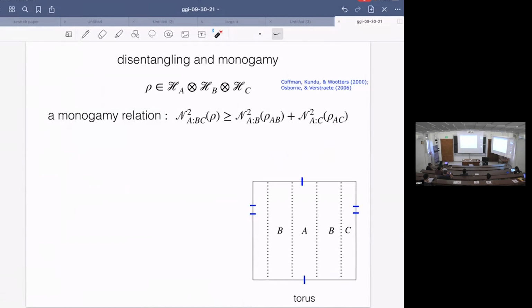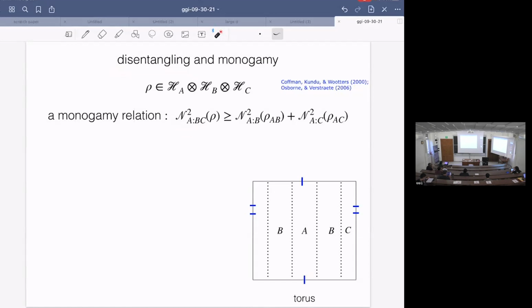So the idea has to do with monogamy, and the concept that I want to focus on here is what's called disentangling. So first, monogamy. A monogamy relation is some sort of inequality defined with respect to an entanglement measure, which is supposed to tell you the degree to which a subregion A is entangled with other parts of the system.